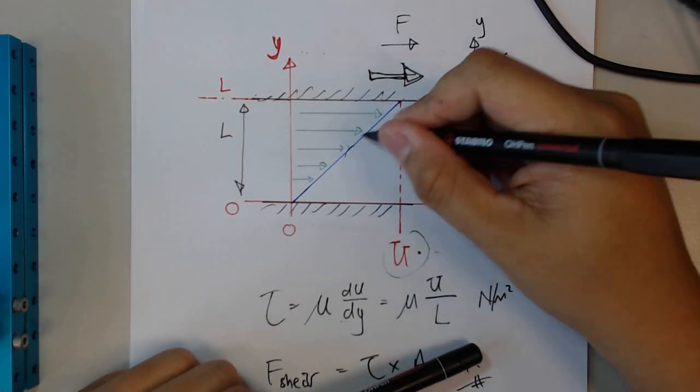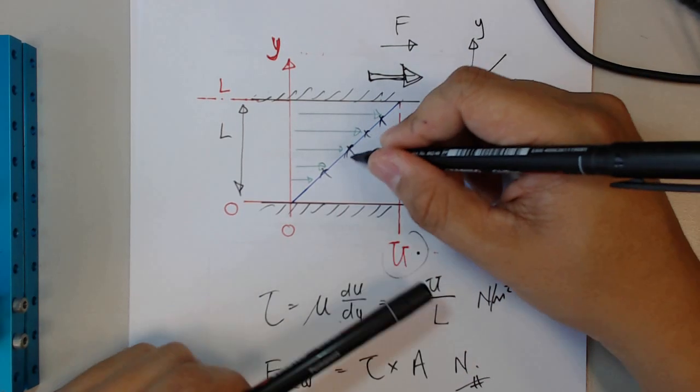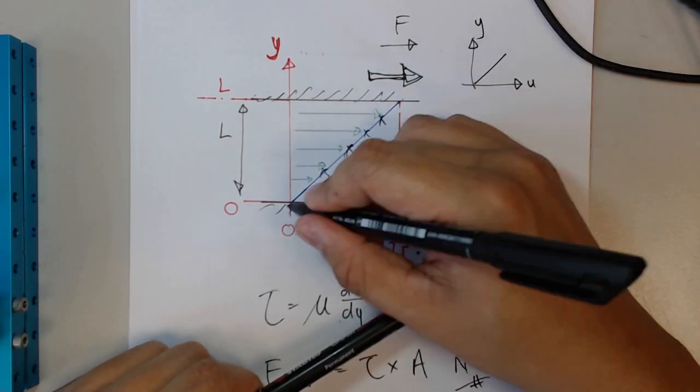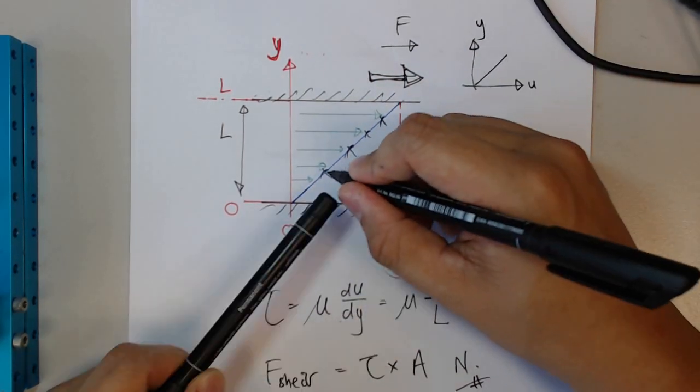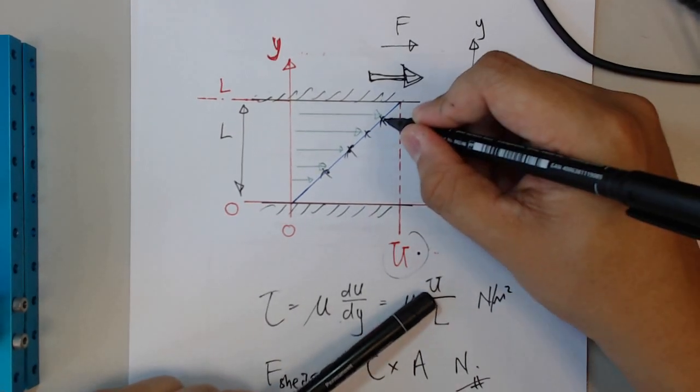Another observation that you can get from this diagram is that at any height, the fluid is experiencing the same velocity gradient. Here the gradient is U over L. Here the gradient is also U over L. Here the gradient is also U over L.